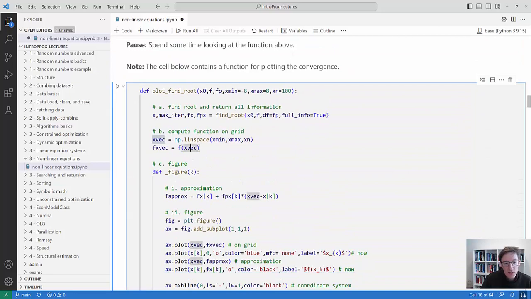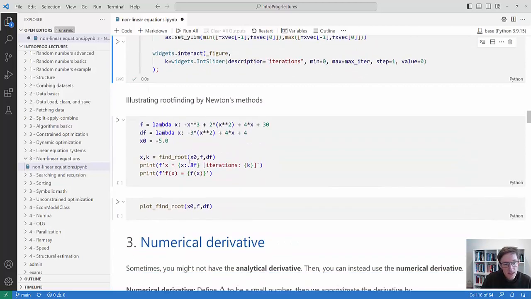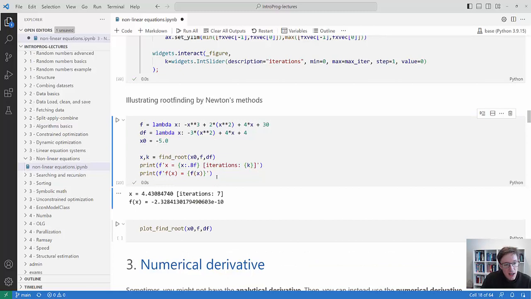Below here, there's a function which plots the convergence. I will not talk about that in detail, but we will use it to understand what's actually going on. But let's take our example here. I have plotted the function and the derivative, which I have just taken by hand. If we run this, we get out a solution, 4.4 something. It took 7 iterations, and actually the function value is very close to 0 at this point. So we have found a root of the function.